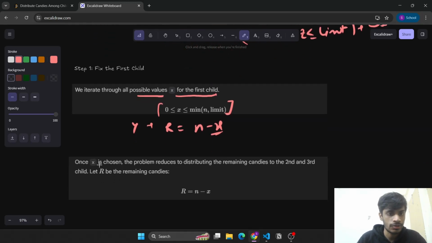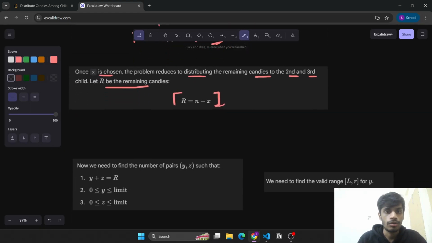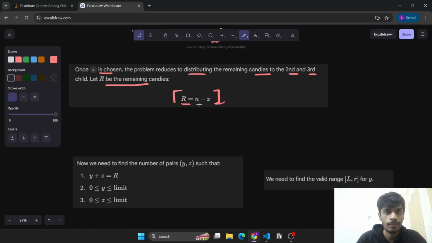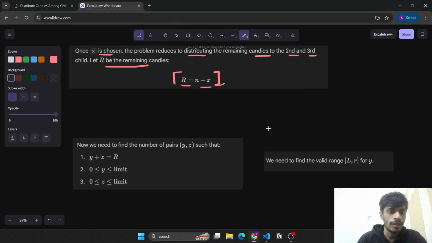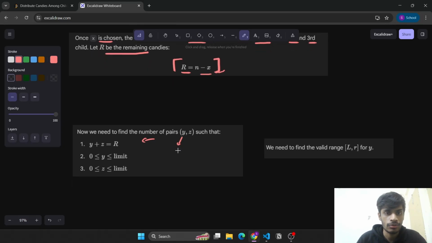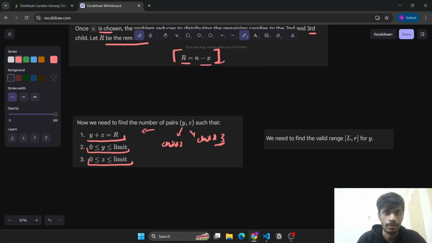So once x is chosen, the problem reduces to distributing the remaining candies to the second and third child, and the remaining candies is n minus x. Okay. Now we have n minus x as our candies remaining. We need to satisfy the following constraints. So if we give y candies to child 2 and z candies to child 3, then y plus z should be equal to r, and this constraint should also be followed. Like each child should not get candies more than the limit.